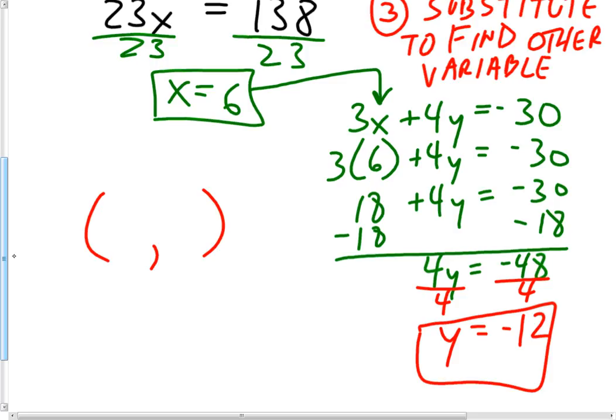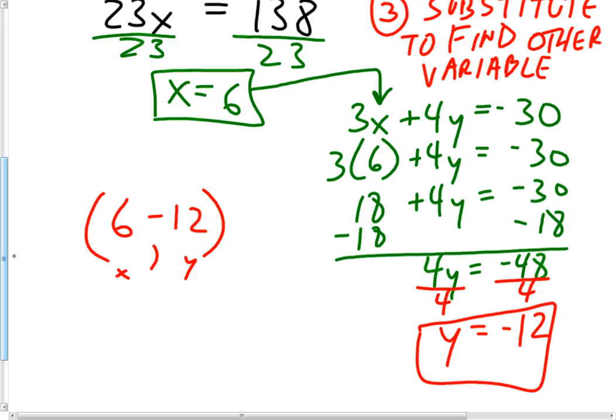What does this mean? This means that the lines are not parallel. It means that if you graph the two lines, they would be crossing, and they would cross at 6, negative 12. Coordinates. This is the x, this is the y that you just found.